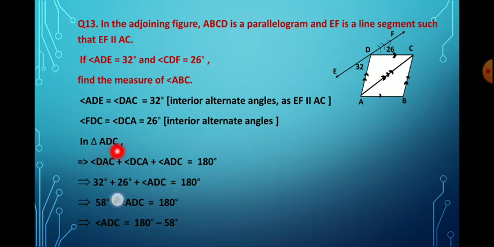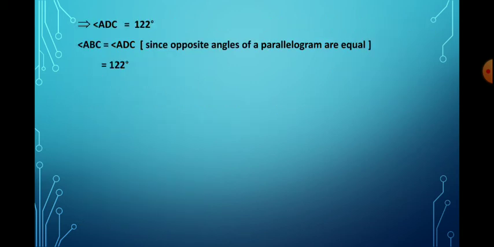So in triangle ADC, angle DAC plus angle DCA plus angle ADC equals 180 degree. So 32 degree plus 26 degree plus angle ADC equals 180 degree. So 58 degree plus angle ADC equals 180 degree. Therefore, angle ADC equals 180 degree minus 58 degree, that is 122 degree. And we know that opposite angles of a parallelogram are equal. So angle ABC equals angle ADC, which is 122 degree.